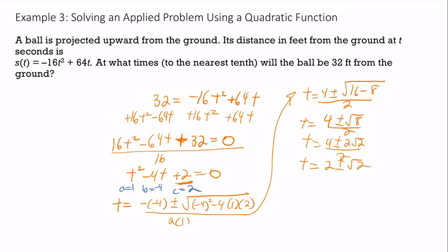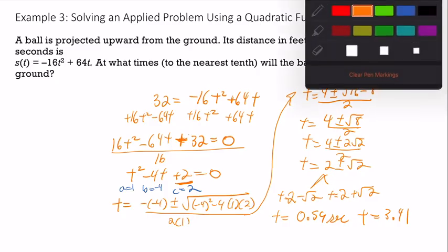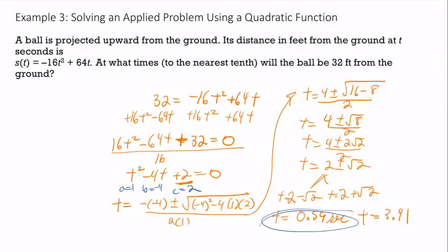If I plug that into my calculator, I've got 2 minus the square root of 2 and 2 plus the square root of 2. That gives me my 2 t values. T is 0.59 seconds, and t is 3.41 seconds. Those are my 2 times when our ball will be 32 feet from the ground.